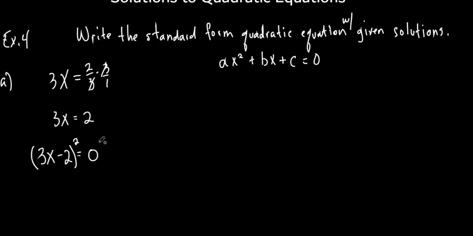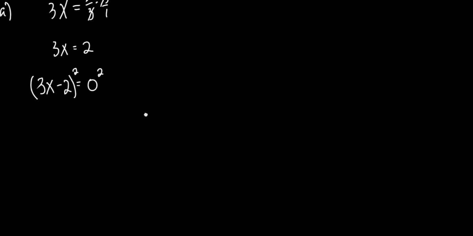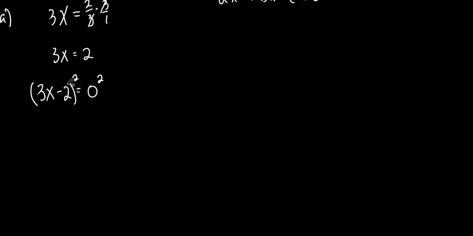I also have to do what? Square the other side. But it kind of works out nice because I'm squaring a 0, and what's that? It's just a 0, okay? So I don't have to worry about that very much, do I? See what I'm doing?